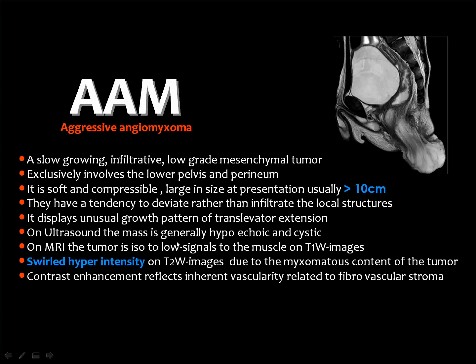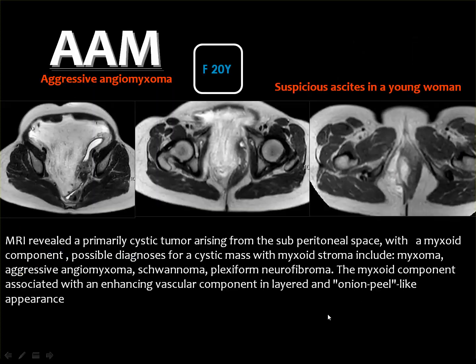On ultrasound, it is hypoechoic or appears cystic. On MRI, it is of low signal in the T1, and in the T2 weighted image, it has a very characteristic appearance due to the myxomatous content of the tumor, which will show high signal intensity. And contrast enhancement is variable, and it is related to the fibrovascular stroma within the tumor.